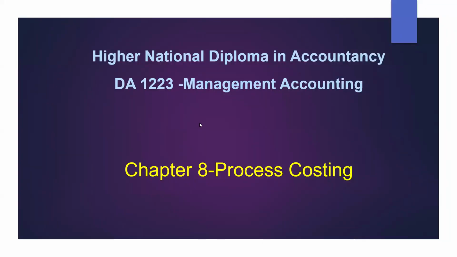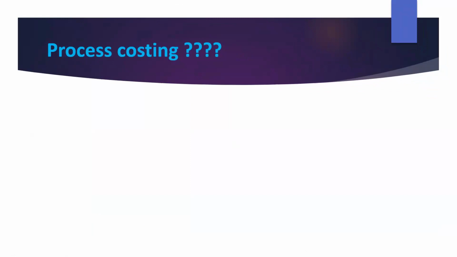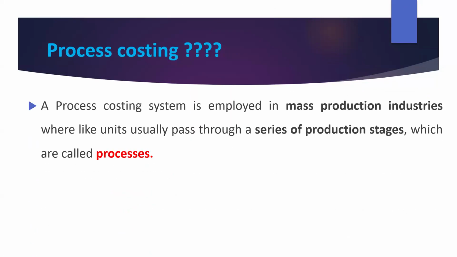Okay, today's lesson is process costing. Now let's see what is process costing. A process costing system is employed in mass production industries where like units usually pass through a series of production stages, which are called processes.